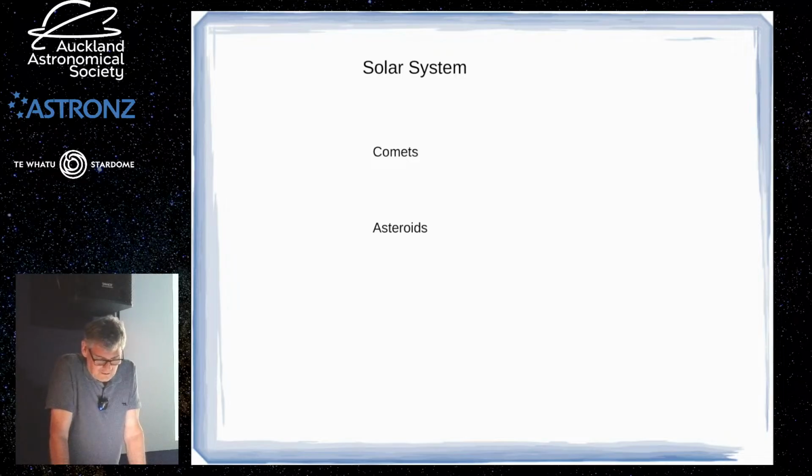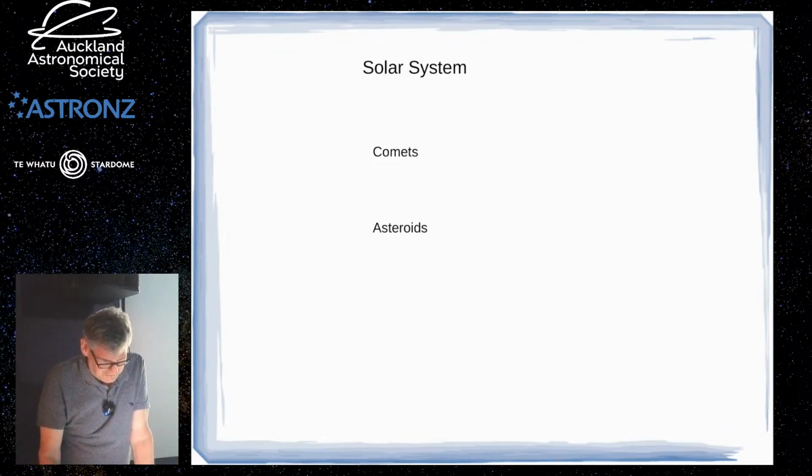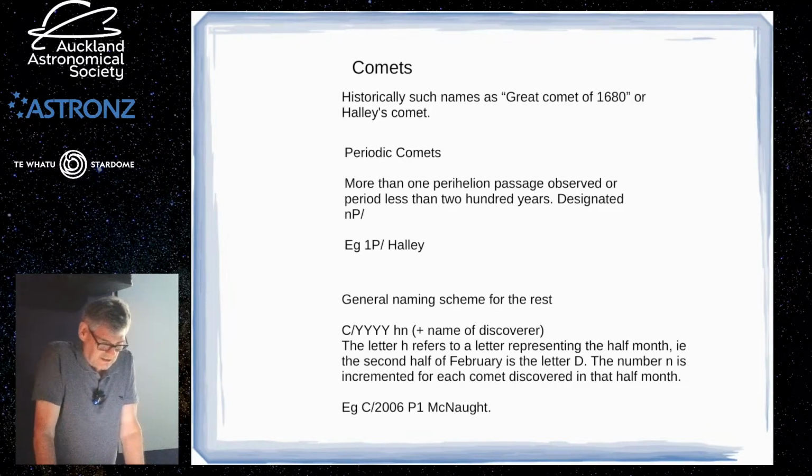And won't say anything really about planets. We know about them. They used a Greco-Roman naming scheme for the planets. Comets and asteroids are the other objects in the solar system. Okay, so they originally didn't have names as such. They were just a particular year of an interesting event, the Great Comet of 1680.